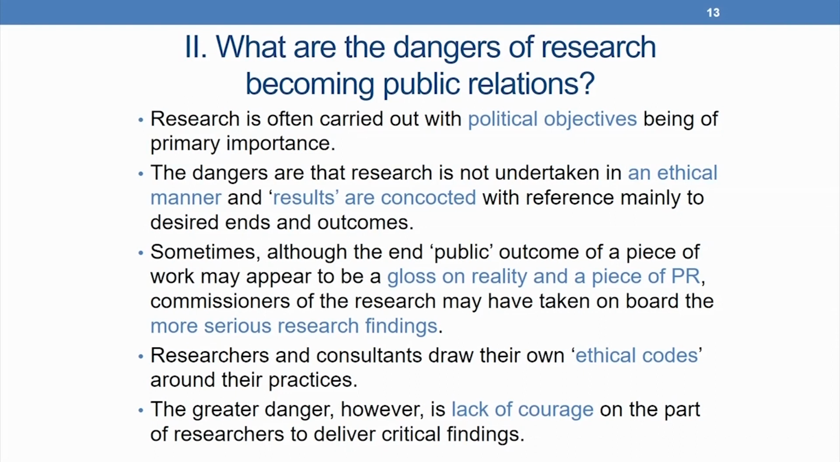Now, researchers and consultants also draw their own ethical codes around their practices. Researchers and consultants are interested in accuracy not only to satisfy their ethics, but also because ultimately it is not good for individual reputations if results are seen to be concocted for political purposes. And the greater danger, however, is lack of courage on the part of researchers.